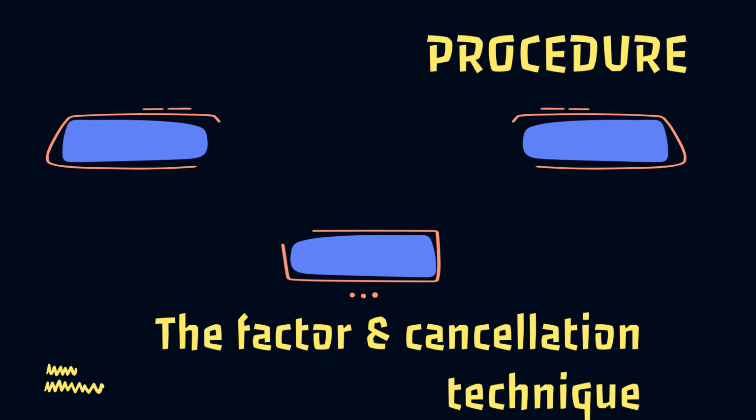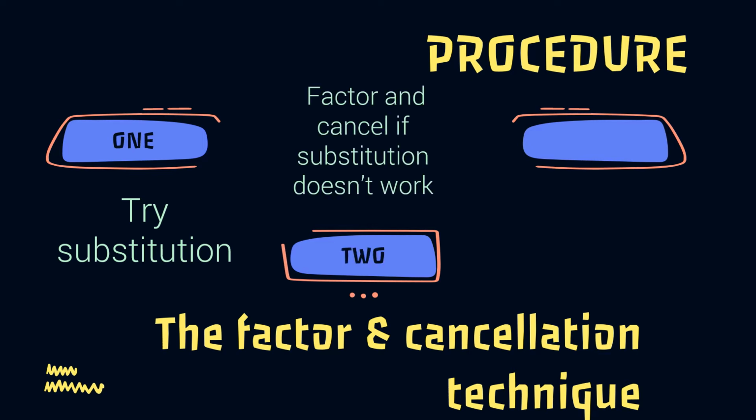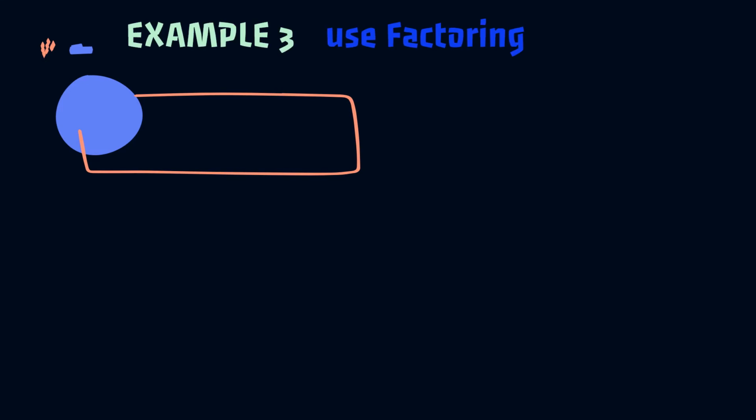So here we have the factoring and cancellation technique, and here we have the procedure to complete this process. In 1, we're going to try substitution like we did before. In 2, we're going to factor and cancel if substitution doesn't work. In 3, we're going to try substitution again. So this is the way that we find a limit, by using the factoring and cancellation technique. Let's make an example where we can see how the factoring works for finding limits.